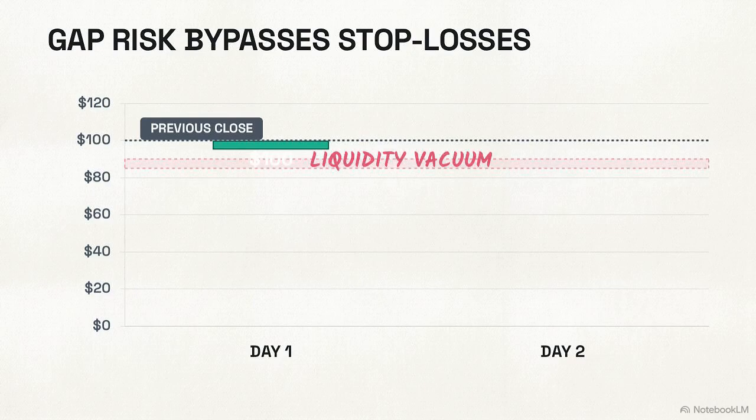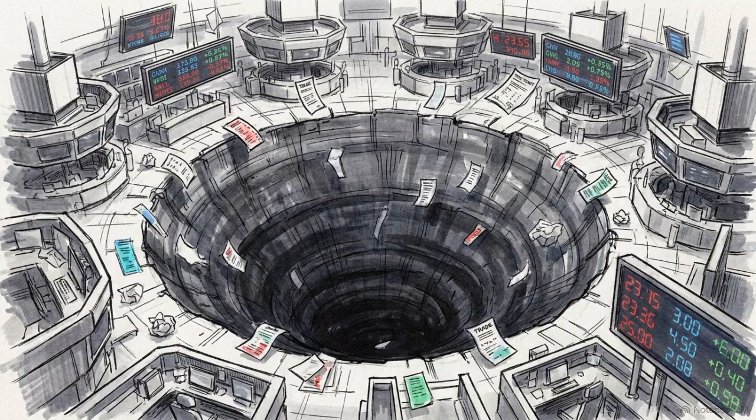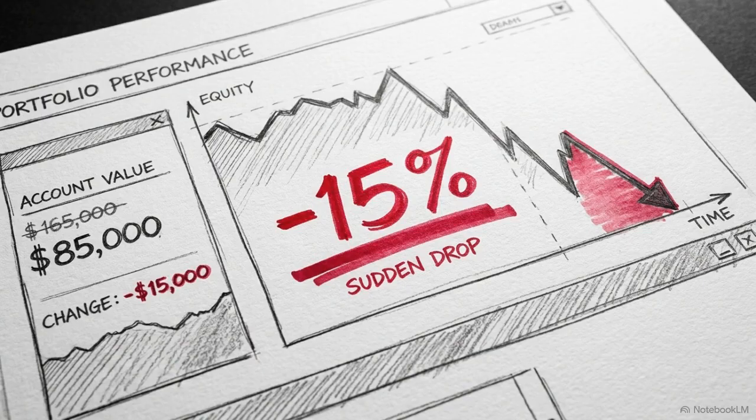But systemic shocks often occur overnight. If the market gaps down and opens at $85 the next morning, the price has bypassed your $90 safety limit entirely. The $90 stop becomes a market order the instant the exchange opens. Because of the liquidity vacuum at the open, you are filled at the current bid of $85. A theoretical 10% loss has just become a 15% reality.